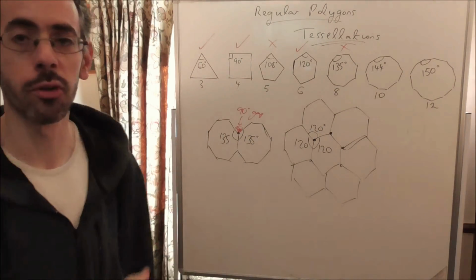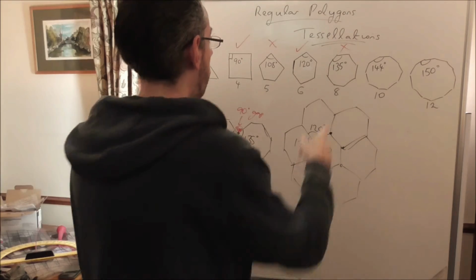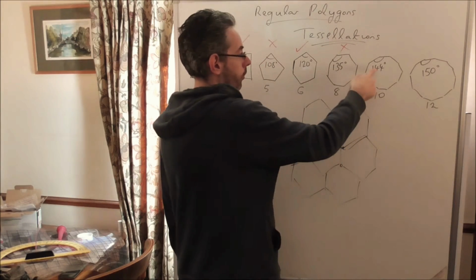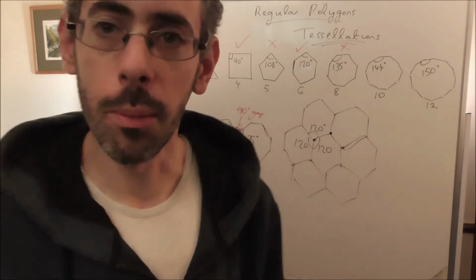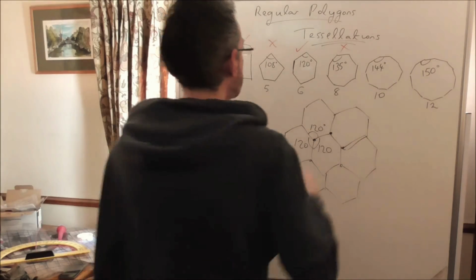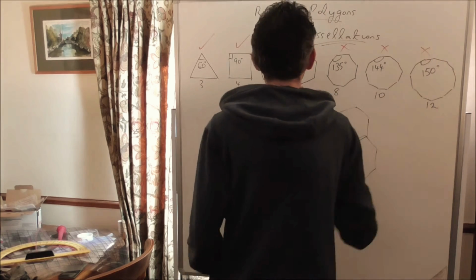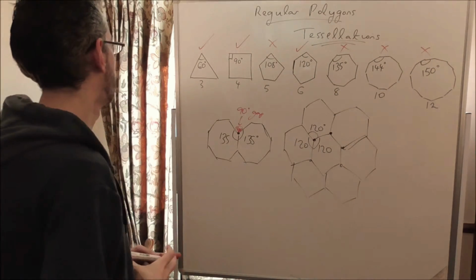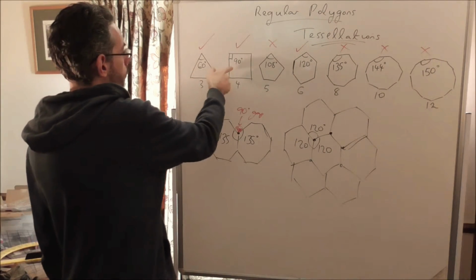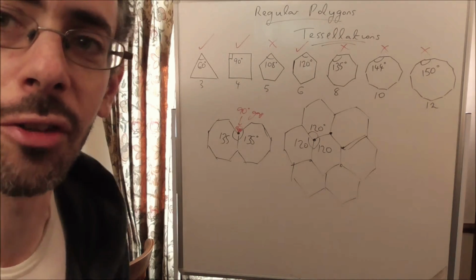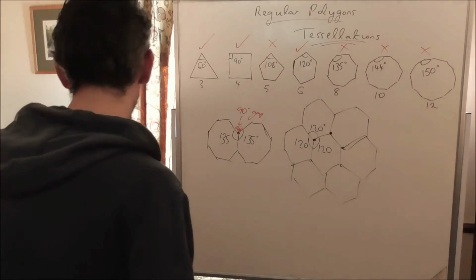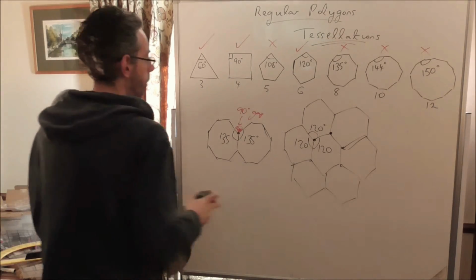You could get 2 next to each other, but the angles are too big to get 3 around a point. 3 lots of 144 or 3 lots of 150 is well above 360. So they don't tessellate. So the only ones that tessellated were the triangle, the square, and the regular hexagon, and that's because their angles are factors of 360. So they could perfectly fit around a point, or fit around every point.